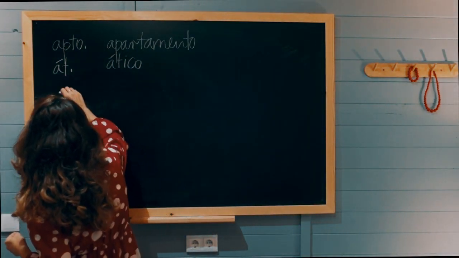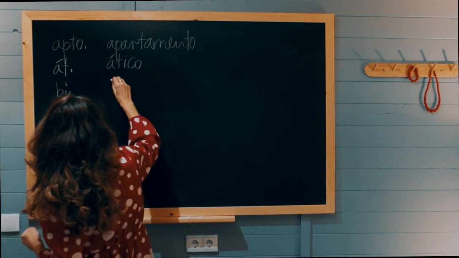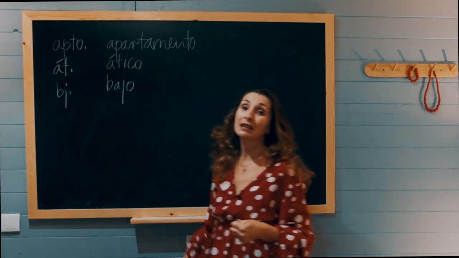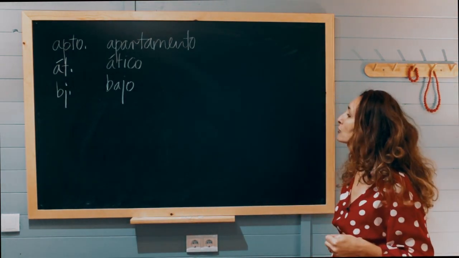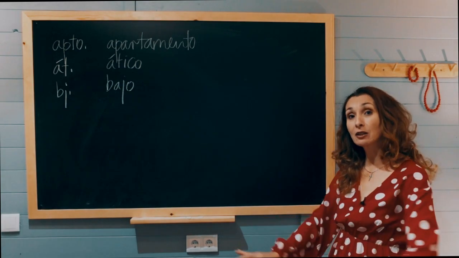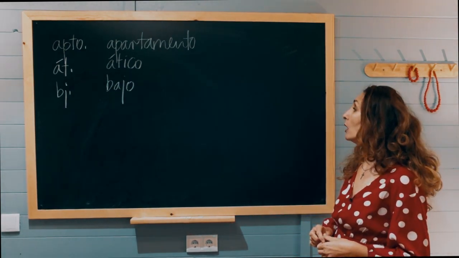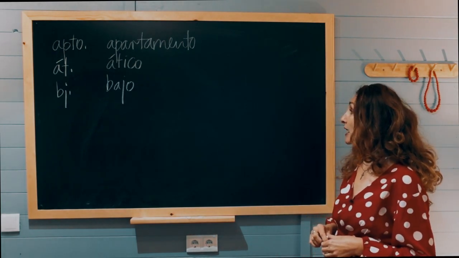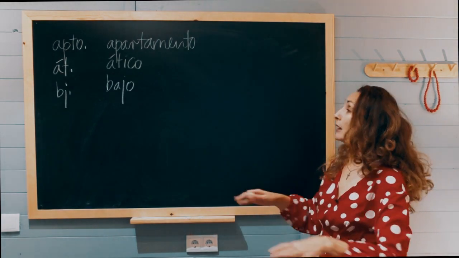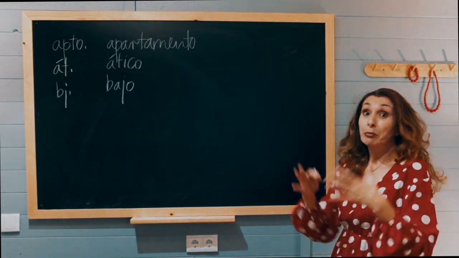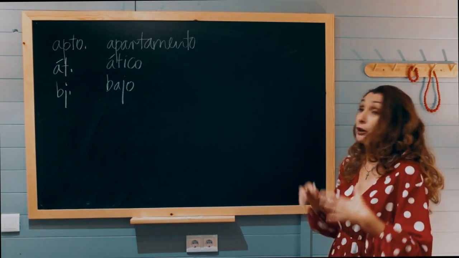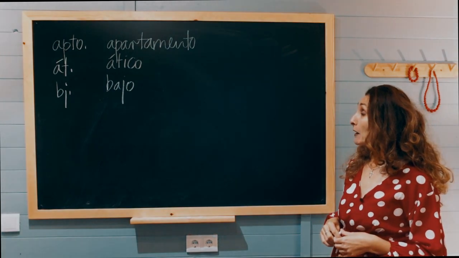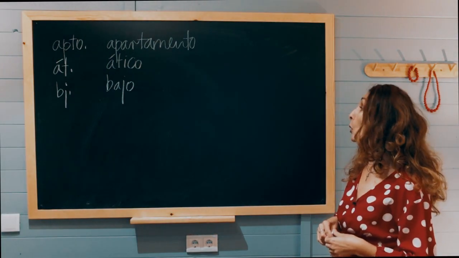Then the ground floor, you will see this. Bajo, BJ is the abbreviation, okay? If you see BJ, it means bajo, and it means it's the ground floor, okay? Or the first floor, okay? So you're not going up the stairs as you step into the building. That's the floor where their apartment or their flat or an office, if it's a building with offices, where their office will be, okay? So bajo.